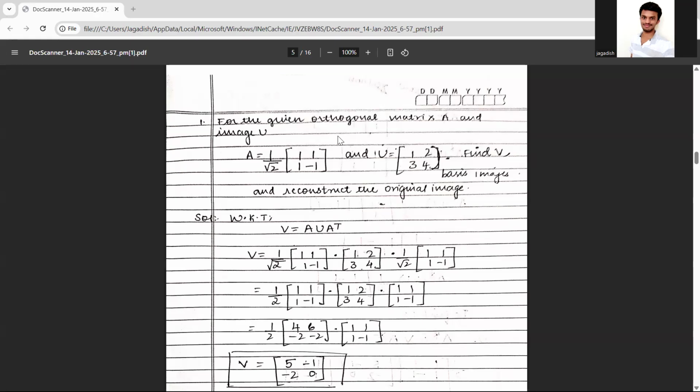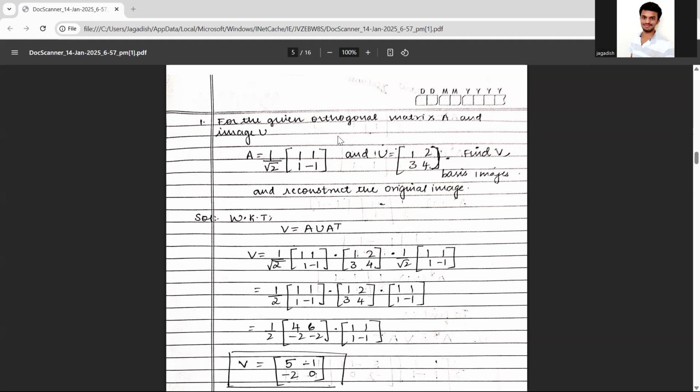So this will be your 8 mark question. They have given the A value and the U value. They have asked you to find the V value, the basis images, and you have to reconstruct the original image. Reconstructing the original image means you have to find U again. I taught you yesterday, V is equal to A U A transpose. So that will be your formula.